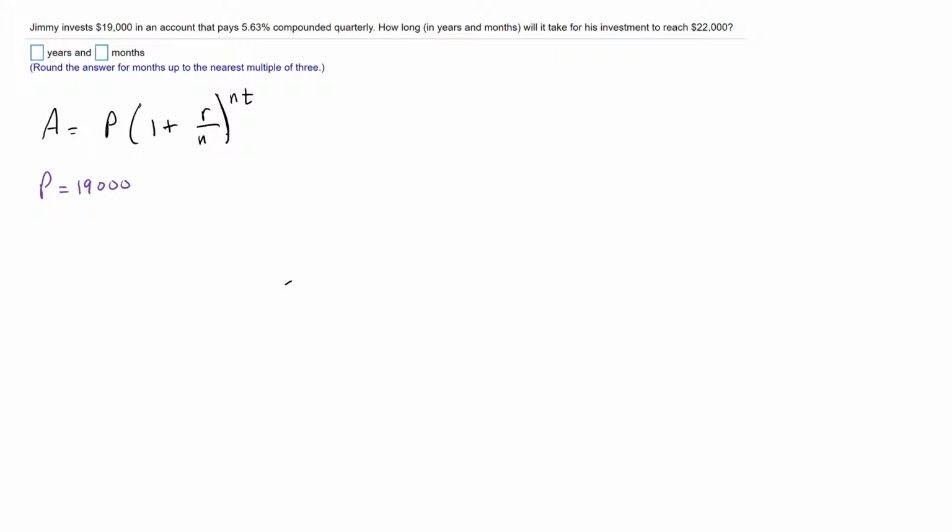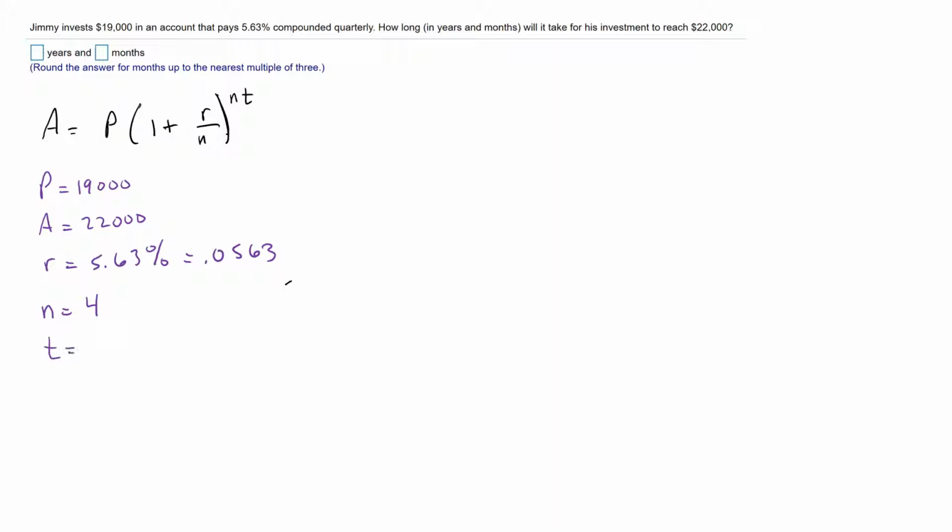It looks like Jimmy invests $19,000, so P is 19,000. He wants it to accumulate to 22,000, and the interest rate is 5.63%, which would be 0.0563. It's going to compound quarterly, so n is 4. n is the number of times that it compounds in a year, and quarterly is every 3 months. It's 4 times during the year.